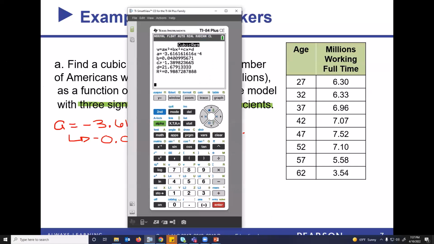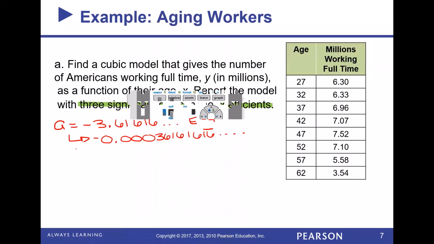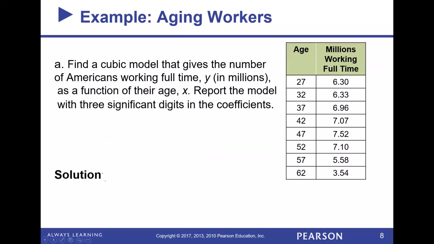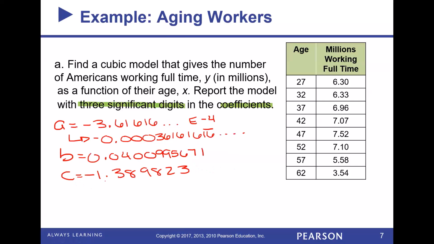Again, I would write down what A, B, C, and D are. I'm going to focus on A and B just so I make sure that you guys understand the 3 significant digits part. Okay, now, B itself was 0.0400995671. And then we had our C, which was negative 1.3898823. Doesn't really matter. Okay. And then our D.